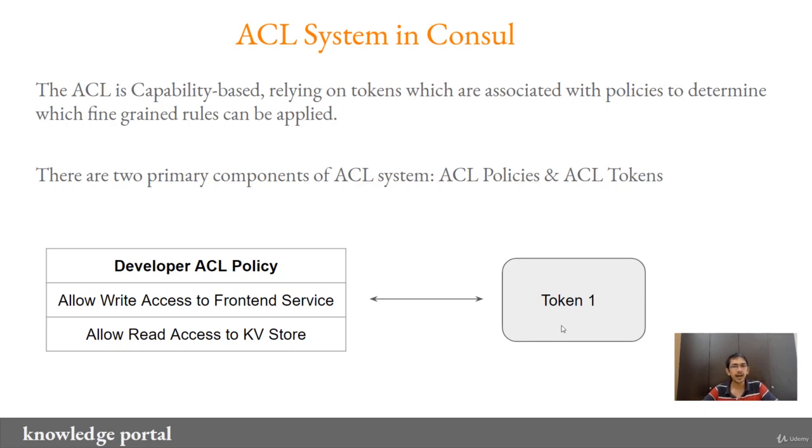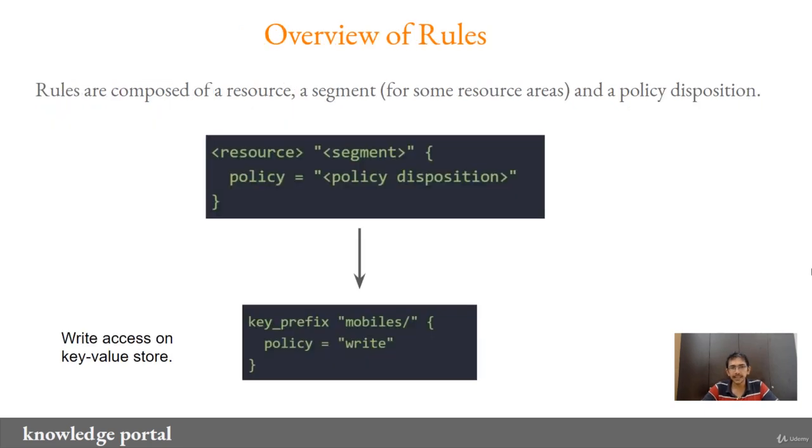So just to revise, you have the tokens. Token is associated with a specific policy. Policy in turn contains multiple rules. Let's quickly discuss in detail what rules are. Rules are composed of a resource, a segment and a policy disposition. Again, this is a very technical term that you will see within the documentation. So let's quickly understand it in a simple way.